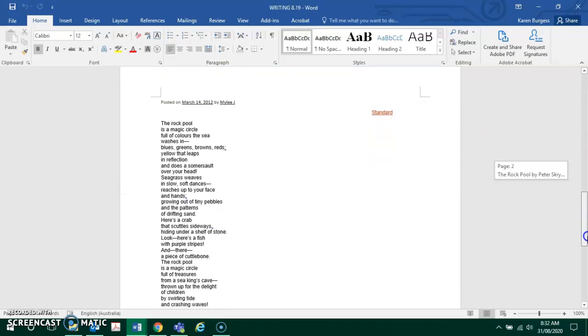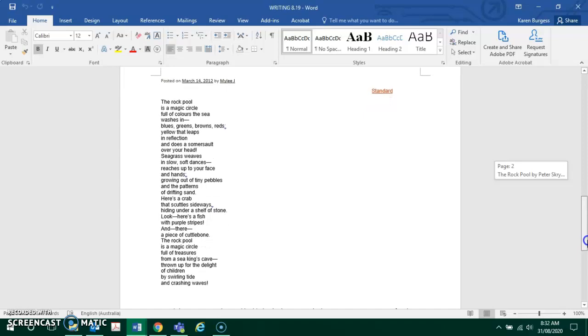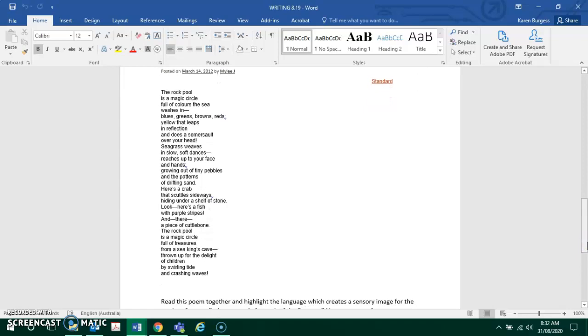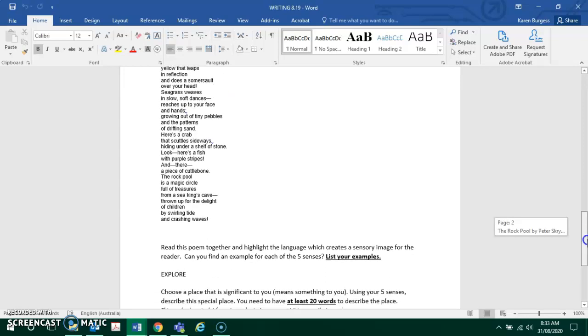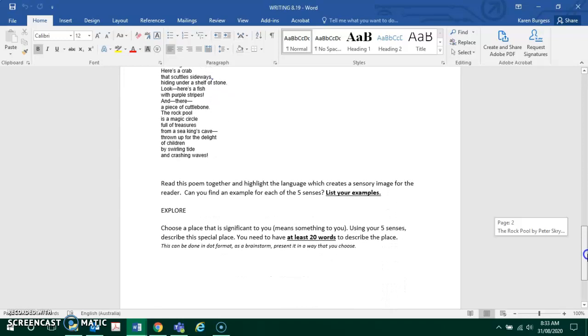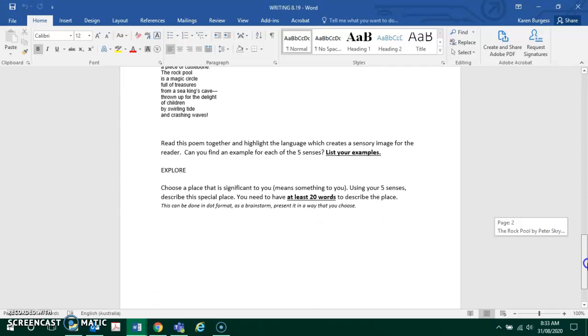The rock pool is a magic circle full of colours the sea washes in, blues, greens, browns, reds, yellows that leap in reflection and does a somersault over your head. Seagrass weaves in a slow, soft dance, reaches up to your face and hands, growing out of tiny pebbles and patterns of drifting sand. Here's a crab that scuttles sideways, hiding under a shelf of stone. Look, here's a fish with purple stripes, and there, a piece of cuttlebone. The rock pool is a magic circle full of treasures from a sea king's cave, thrown up for the delight of children by swirling tide and crashing waves.